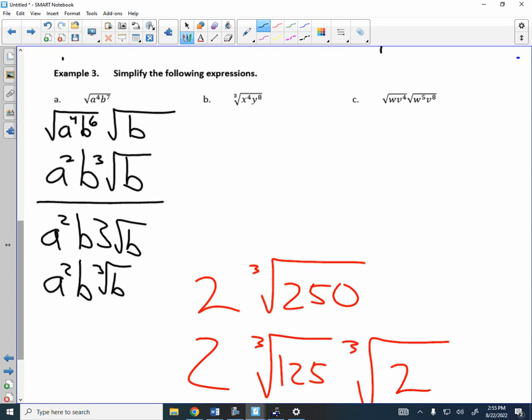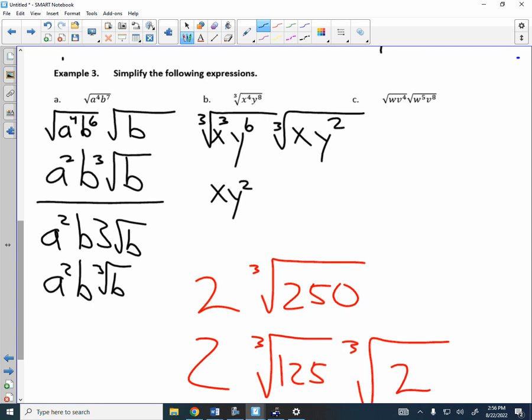Okay, cubed root. Is x to the fourth a perfect cube? What is? Yeah, x to the third. So I've got to drop an x over there. Is y to the eighth a perfect cube? Y to the seventh? Y to the sixth. So I have a y to the sixth here. What do I put over there? Y squared. What is the cubed root of x to the third, y to the sixth? And then cubed root of what I have remaining, xy squared. It's kind of fun to write.